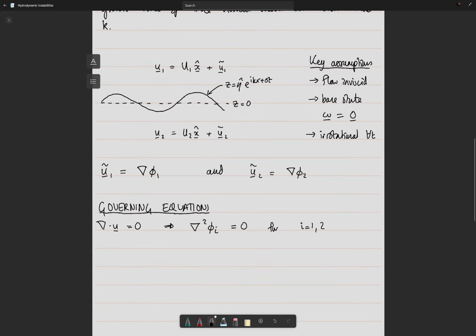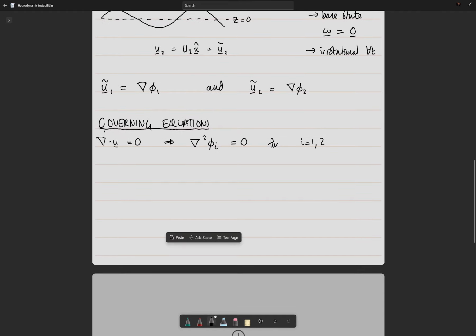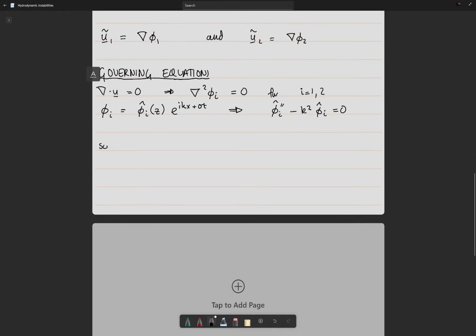Now we're going to make the same assumption. In order to apply our boundary conditions later on, we've got to assume the same x and time structure for these velocity potentials. So we're going to make the assumption, as is standard in normal mode analysis, that phi I is equal to phi I hat as a function of z, e to the ikx plus sigma t, and that therefore implies that phi I double prime hat minus k squared phi I hat equals 0 when you plug this into Laplace's equation.